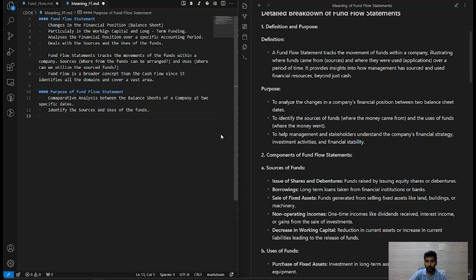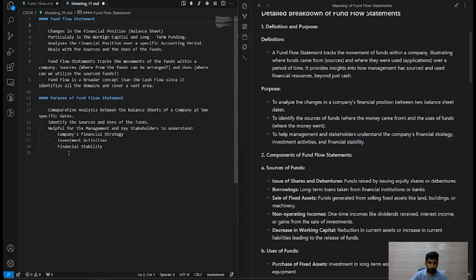Other than that, it also helps the management and the stakeholders to understand the company's financial strategy, investment activities, and the financial stability. So this is what the main purpose of the fund flow statement is.